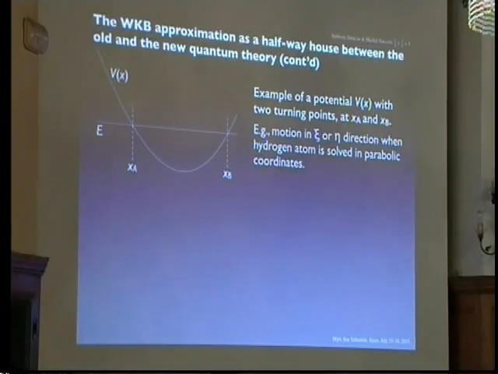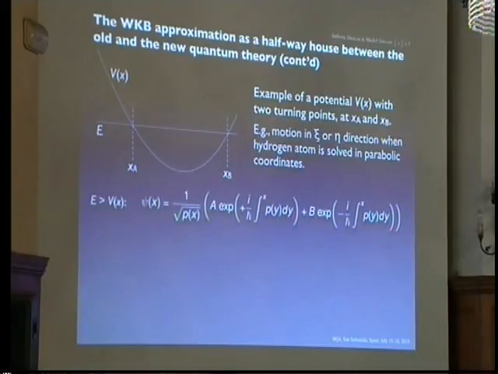So now we're going to look at a particular example of a potential with two turning points, where the idea is that the motion is just somewhere between these points. Here's the energy, here's the potential. So the classical motion is just between these points, and it's impossible to get outside. These are called the turning points, and the motion in psi and the motion in eta, remember the picture I showed you, are of this kind, between two turning points.